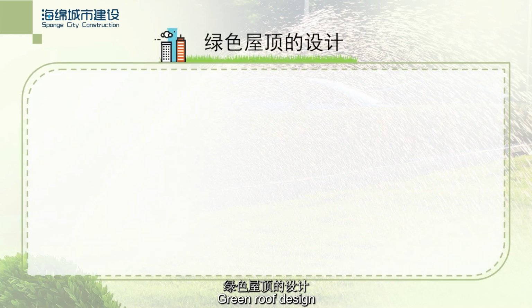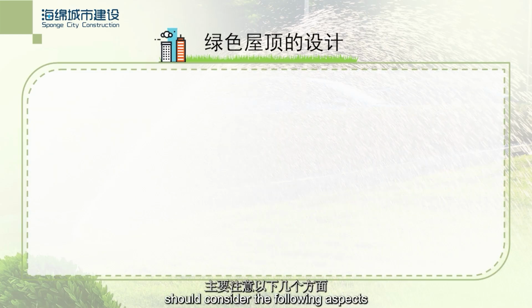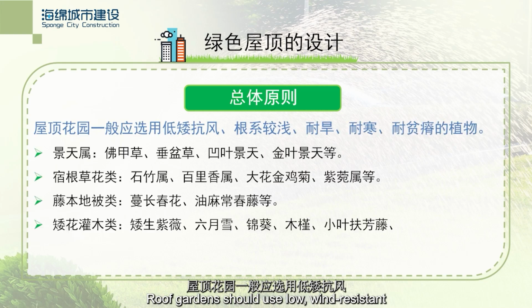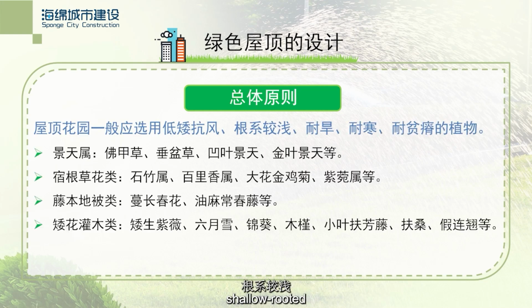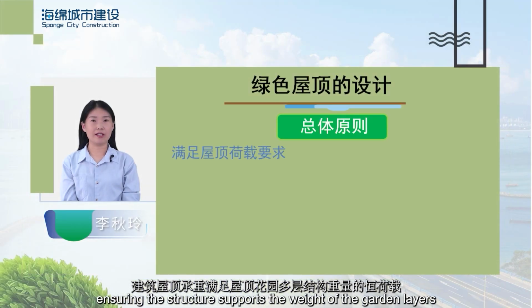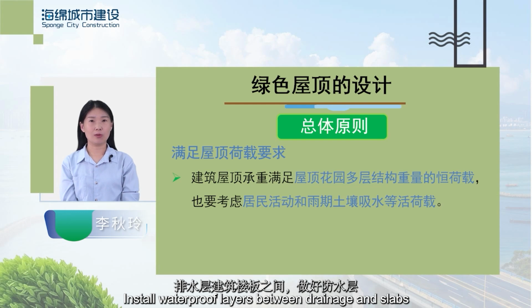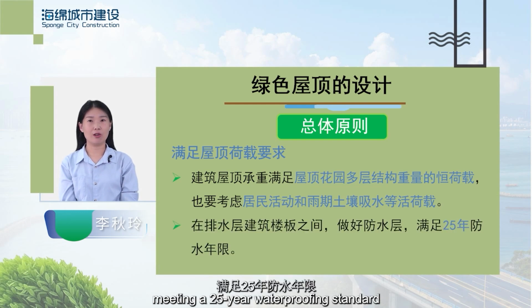Green roof design should consider the following aspects. General principles. Roof gardens should use low, wind-resistant, shallow-rooted, drought-resistant, cold and barren-tolerant plants. Meet roof load requirements, ensuring the structure supports the weight of the garden layers. Also consider live loads from occupants and wet soil during rain. Install waterproof layers between drainage and slabs, meeting a 25-year waterproofing standard.